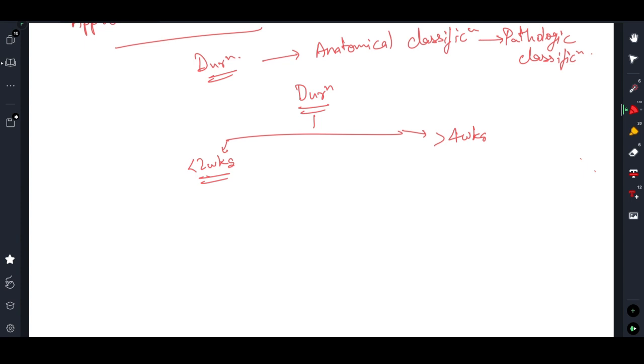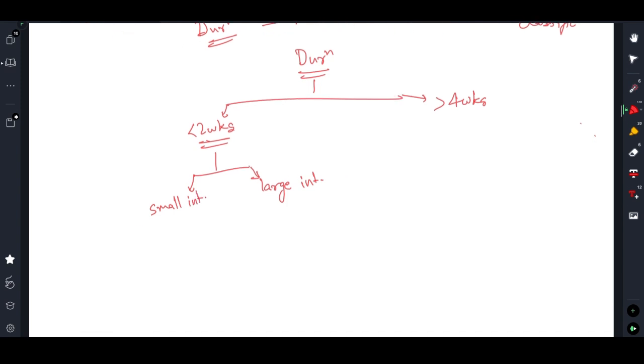If these are present, then you will say that the patient has large intestinal diarrhea. Whereas if these are absent, you will say that the patient has small intestinal diarrhea. So based on fever, abdominal pain, and presence of blood and mucus in stool, you will classify it into small intestinal or large intestinal diarrhea.